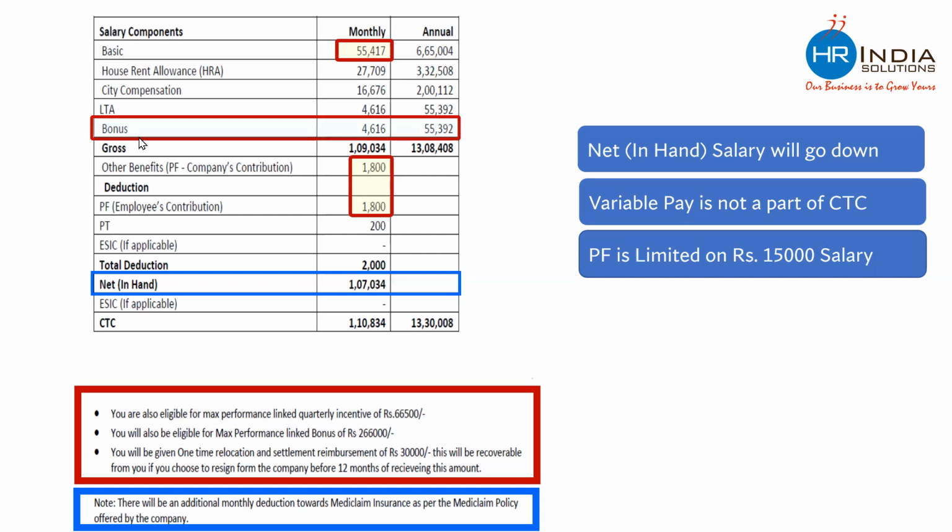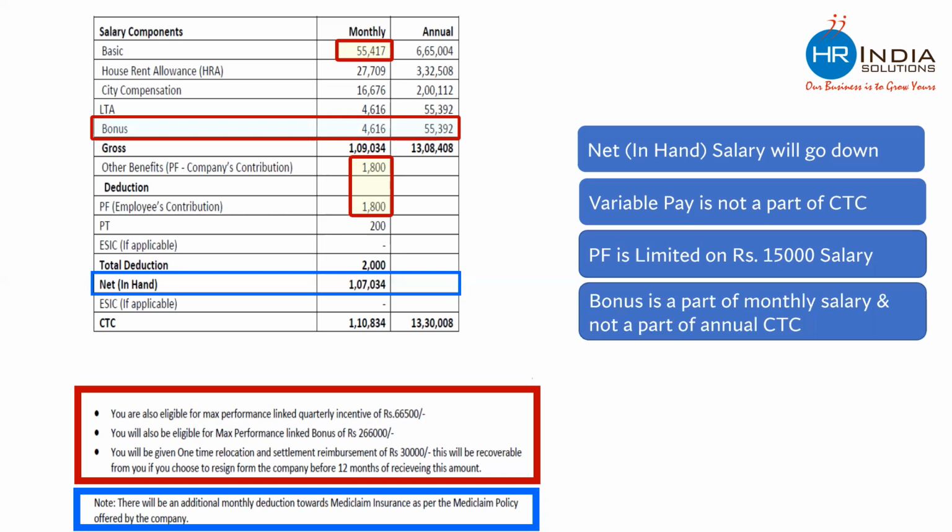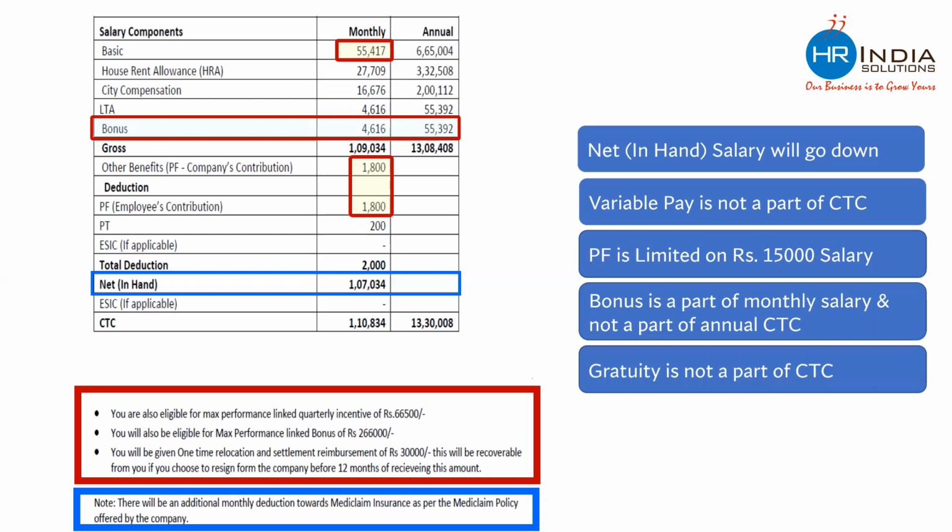You will also see that bonus, which is a statutory benefit normally paid annually, comes in this structure as a monthly payment. Bonus is a part of monthly salary in this company and not a part of annual CTC. And you will also see that gratuity is nowhere mentioned. This is one way of designing a compensation package or offer letter. Let's have a look at another.